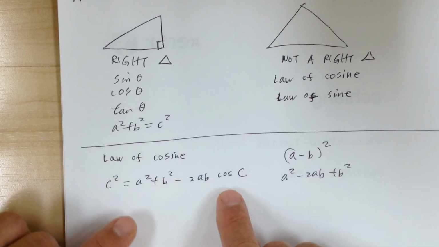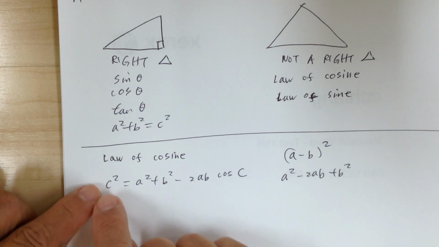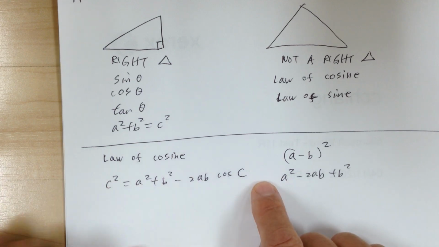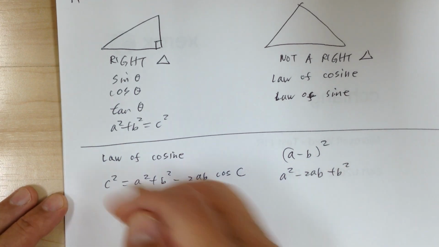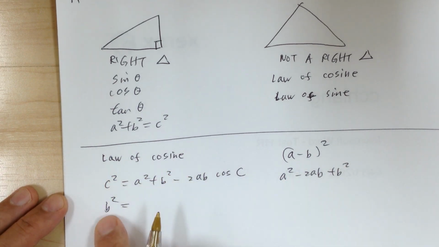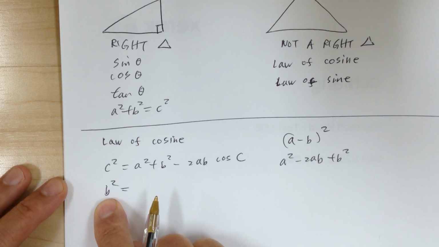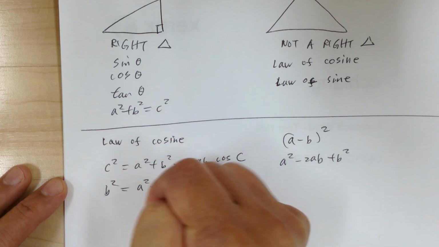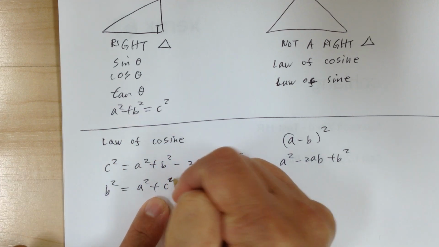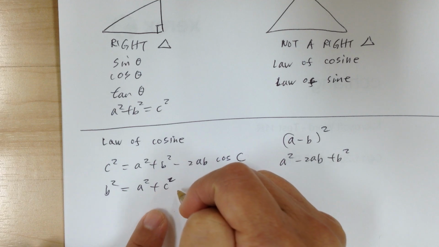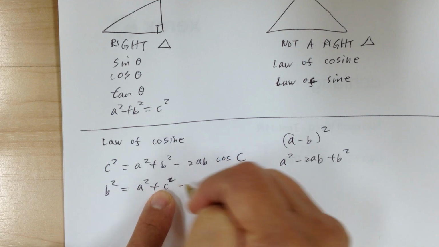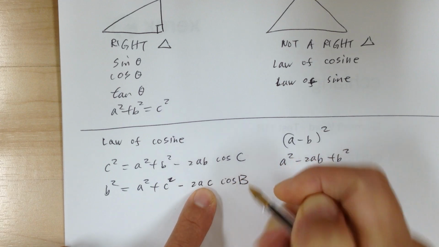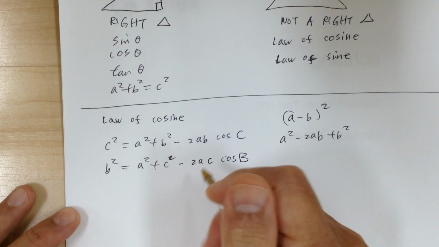So this equation is to find the side C or the angle C. Then if you're looking for side B or angle B, you start with B. Since B is over here, the other two letters would be A and C. Again, you need to get all three letters. Since you have A and C over here, you have minus 2AC cosine of B. So again, memorize the equation by pattern.